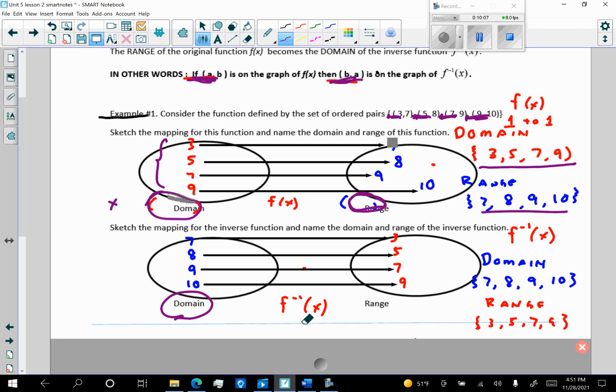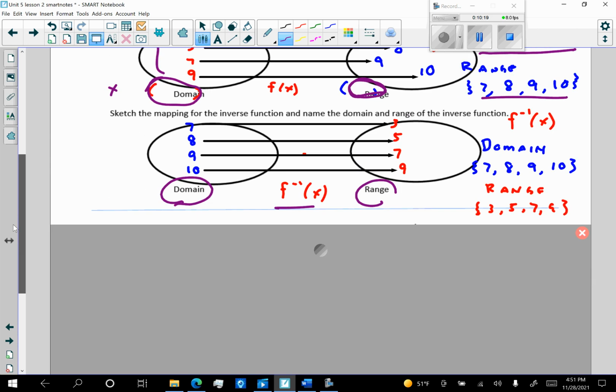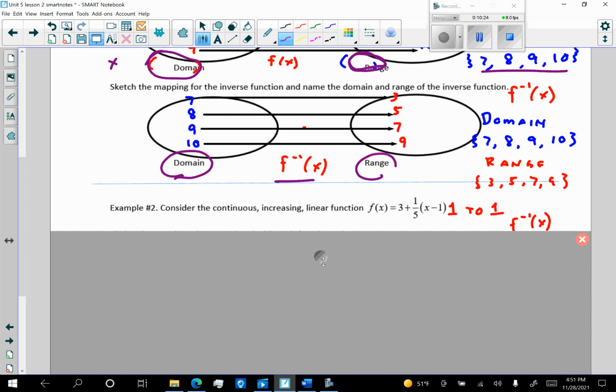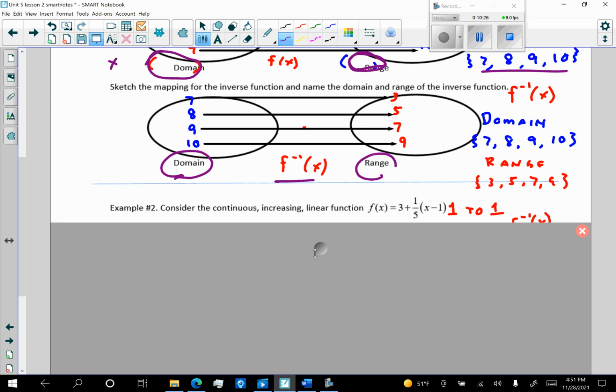This is the domain of the inverse, and this is the range of the inverse. And the domain was the range, and the range was the domain. Pretty easy stuff, really, at the beginning. And you know it's going to get a little bit more complicated.